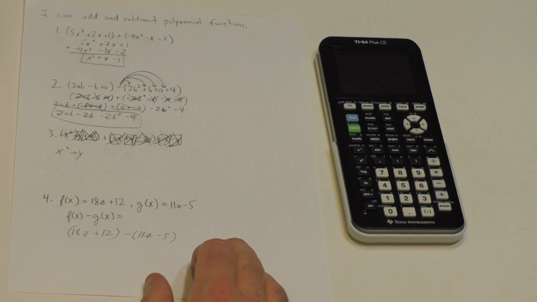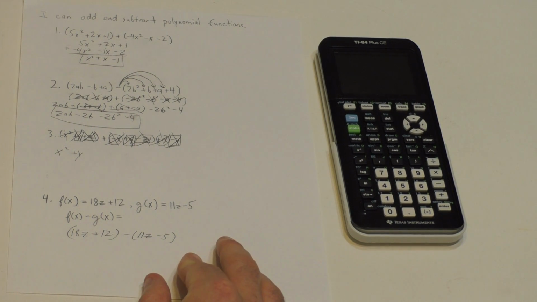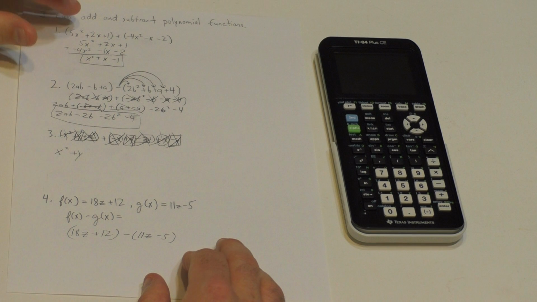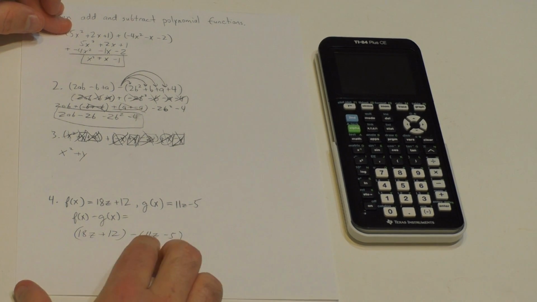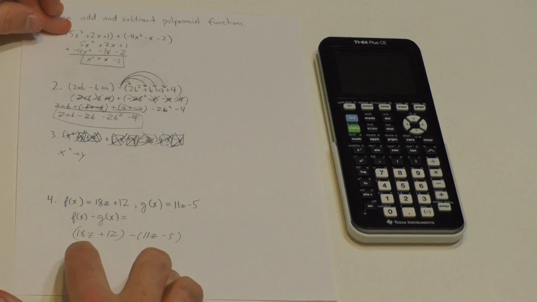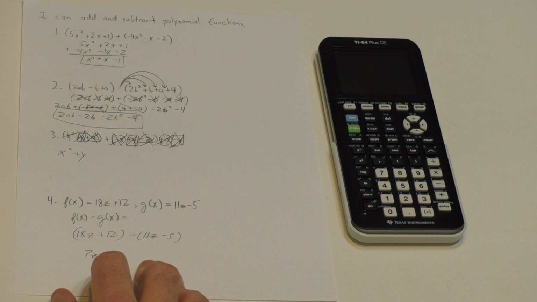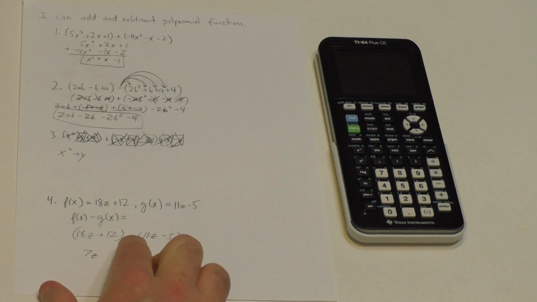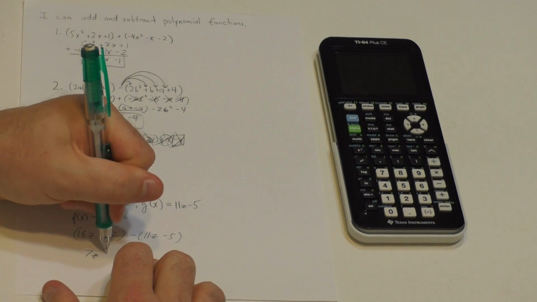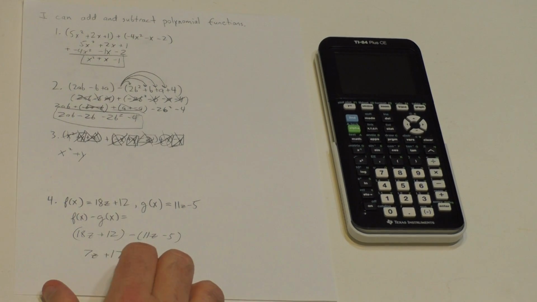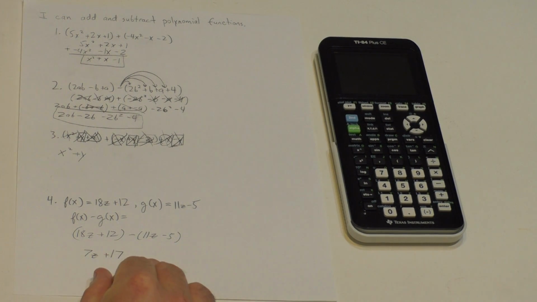And some of you guys might be going, well, Mr. Gibson, doing all this stuff up here is kind of tedious, so how do you do it in your head real quick? Well, I can do it in my head real quick. So let me do 18z minus 11z. Well, 18 minus 11, okay, they're like terms. 18 minus 11 is 7z, okay? 12 minus negative 5, well, a negative and a negative are positive, so it'd be like 12 plus 5, and that's 17. So 7z plus 17. So that's just a method to kind of do it in your own head real quickly, okay?